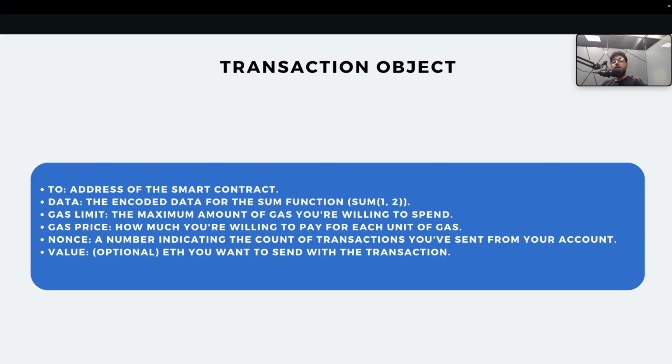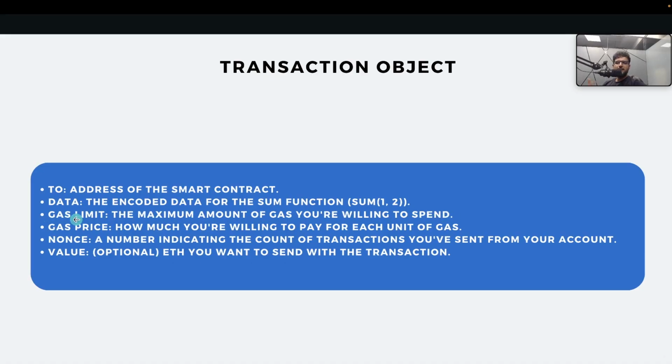But if you are calling a smart contract, you will have a to field, which is what smart contract I want to call. The data field, which will be मैं कौन सा function call करना चाह रहा हूँ, sum function, get count function, set count function, and what are the inputs that I want to send in here. This is the second thing that you send in the transaction object. Gas limit, the maximum amount of gas you are willing to spend.